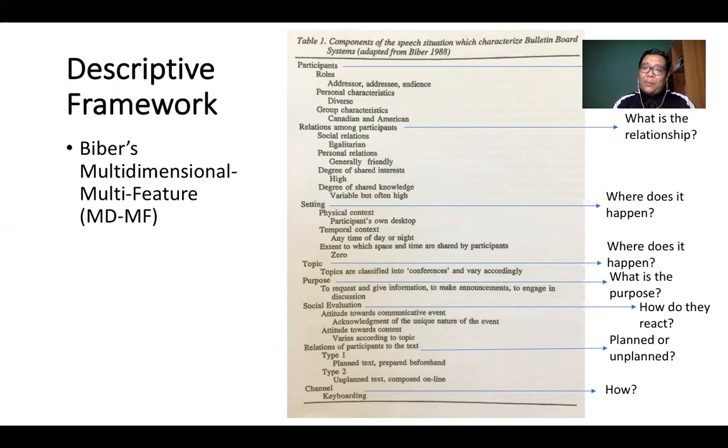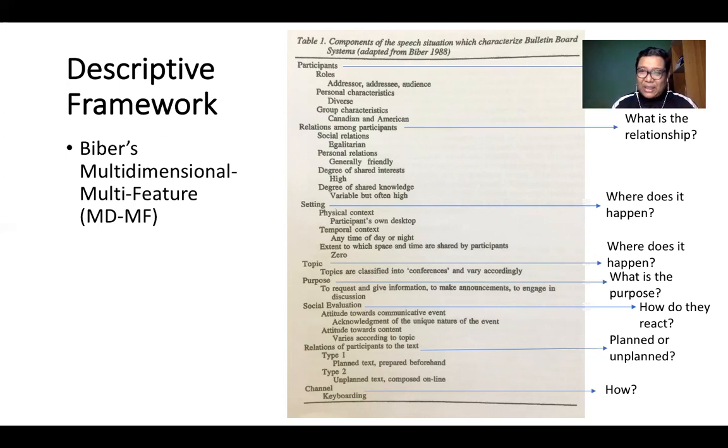It is a descriptive framework which helps us understand or describe the contents, the structure of the conversation, the different linguistic features present therein. So for example, when we talk about the participants who are involved in the exchange of electronic language, what are the roles? Is the role of this person an addressor or an addressee or just mainly an audience? What are the personal characteristics?